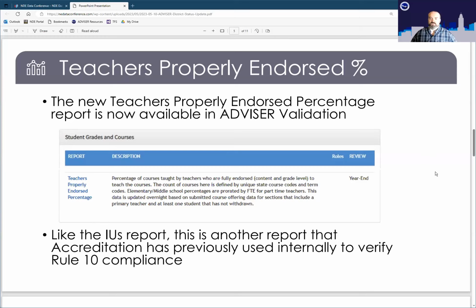So we also count courses here by grouping up state course codes and term codes. It is a little bit different for elementary and middle versus high schools. There's a slightly different calculation. I'll go over that. Again, this is another course report that's based on data that's built overnight. And we're only counting sections that have proper data, meaning a section that includes a primary teacher and has at least one student in the section who has not withdrawn or failed out of that course.